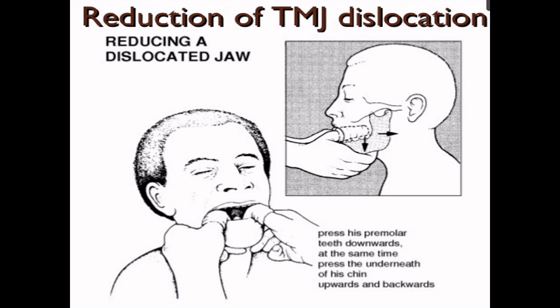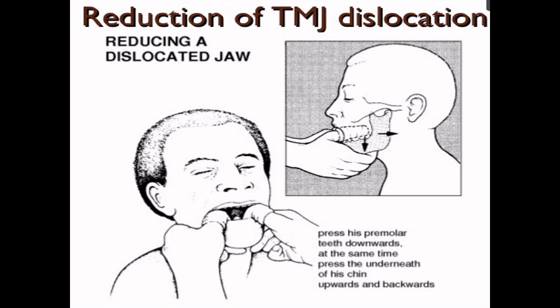Now a slight posterior pressure applied to the chin will sometimes reduce a spontaneous dislocation. If this is not successful, then place the clinician's thumbs on the mandibular premolars and molars, and downward pressure is exerted as the patient yawns. At the same time, press the underneath of the chin upward and backward. This will usually provide enough space to recapture the normal disc position. To protect the clinician's thumbs from the sudden closure of the mandible, it is always advisable to wrap each finger with gauze. So this is how we reduce a dislocated TMJ.